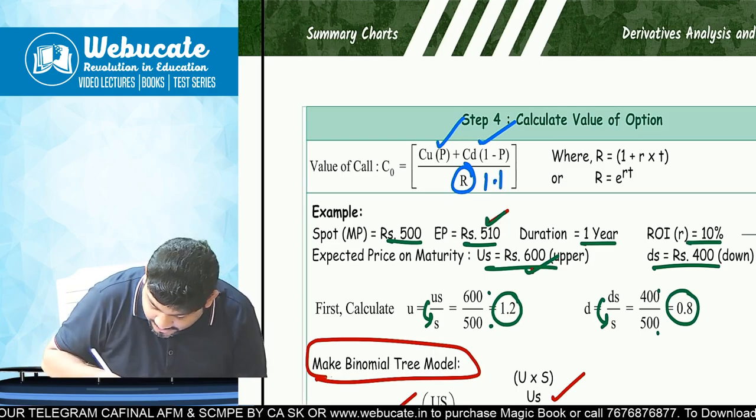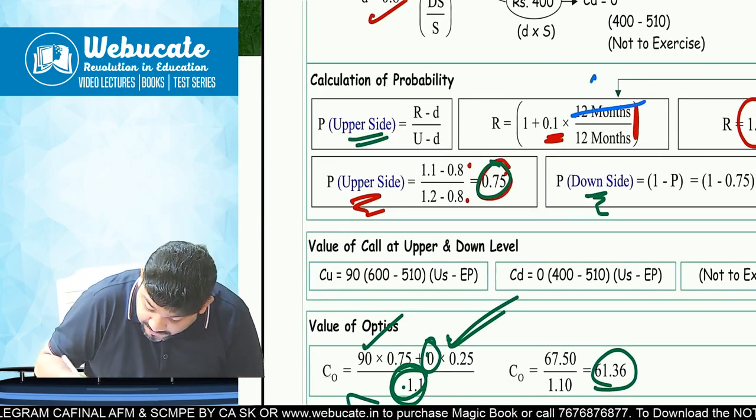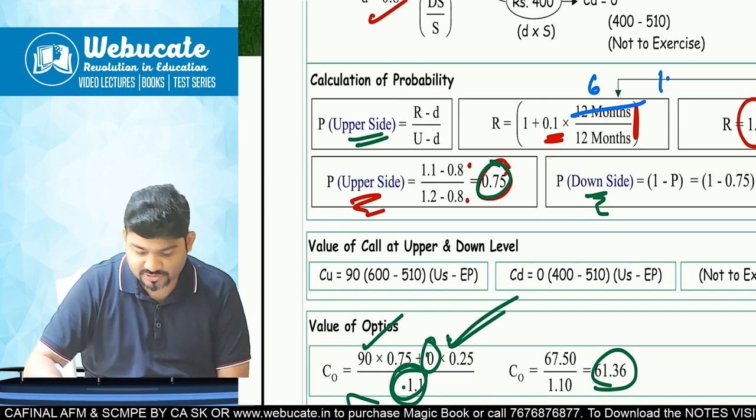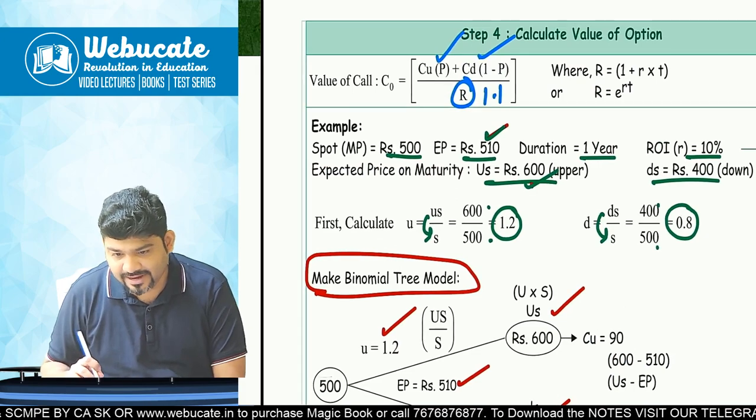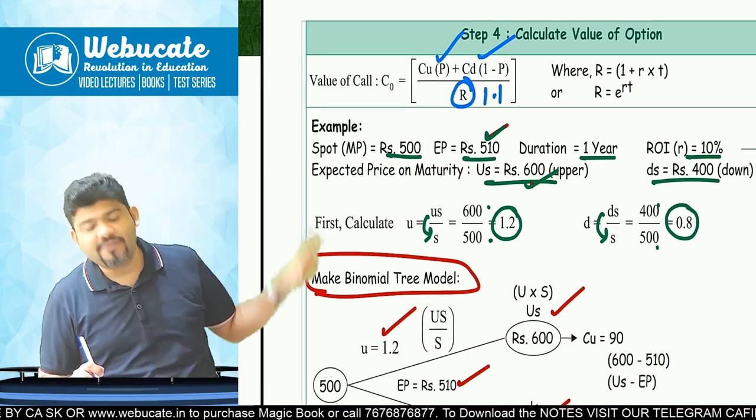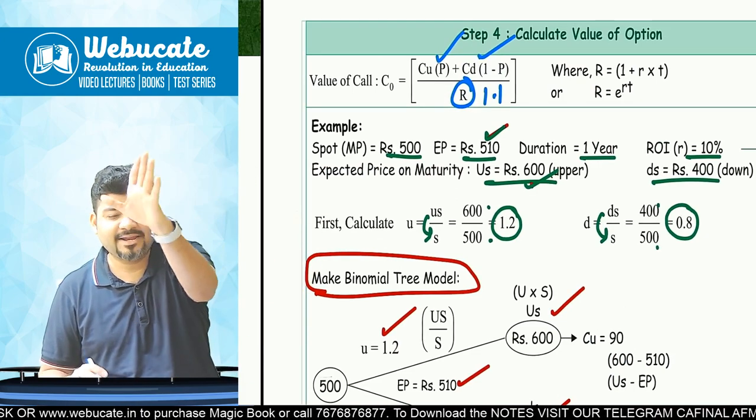So this R, suppose if this was for 6 months, we would have done 6 upon 12. So this would have become 1.05. Got it? Easy peasy. Done. So this is how you solve a question on binomial.